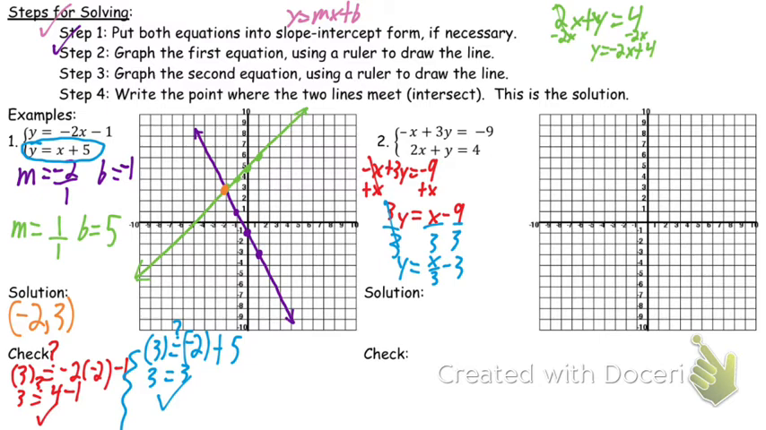So is y by itself now? Yeah, how nice is that? It was one less step than before. So on this first equation, now that we put these both in slope-intercept form, graph the first equation.